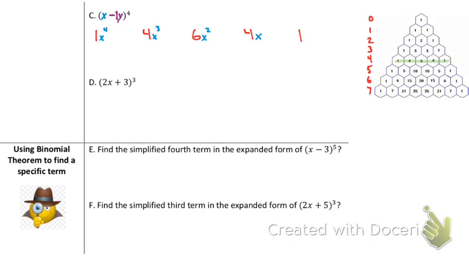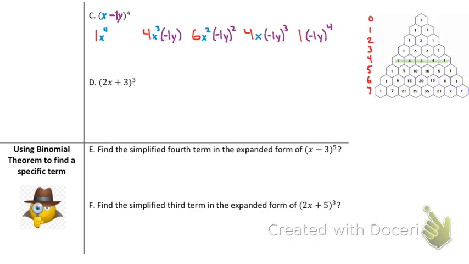So we'll have negative 1. I like to put this in parentheses. Negative 1y to the fourth. Again, parentheses. Negative 1y to the third. Negative 1y to the second. Negative 1y to the first, and then our last guy does not have our second term.